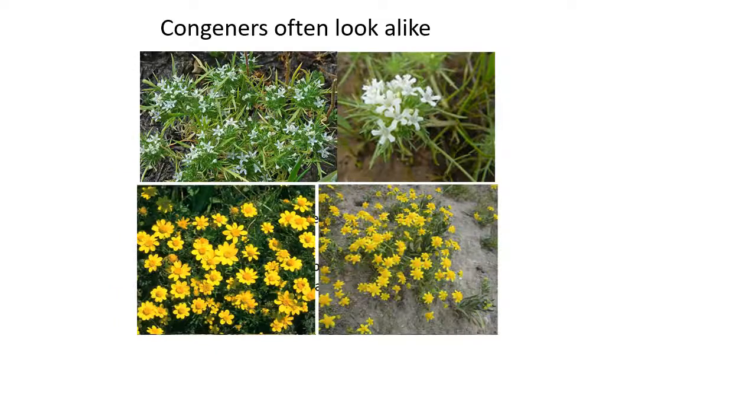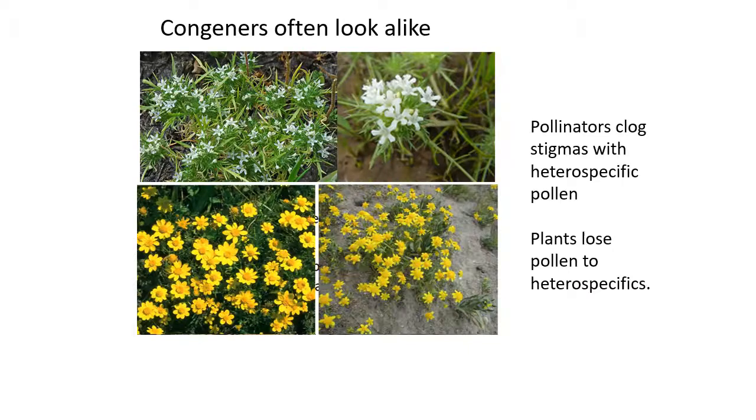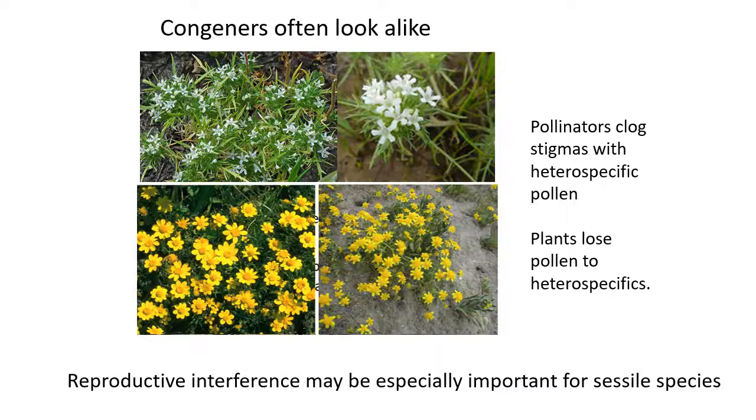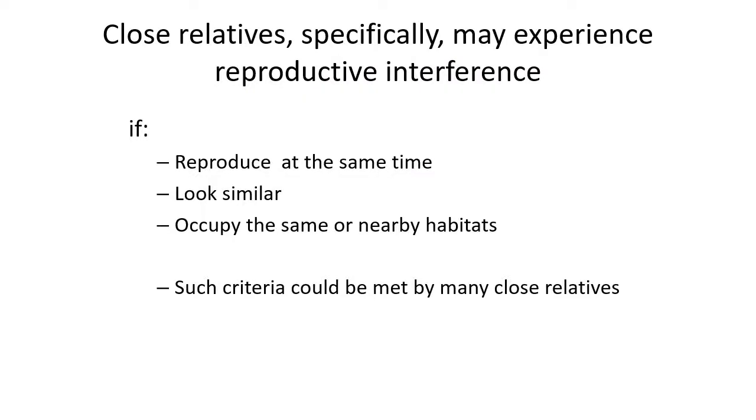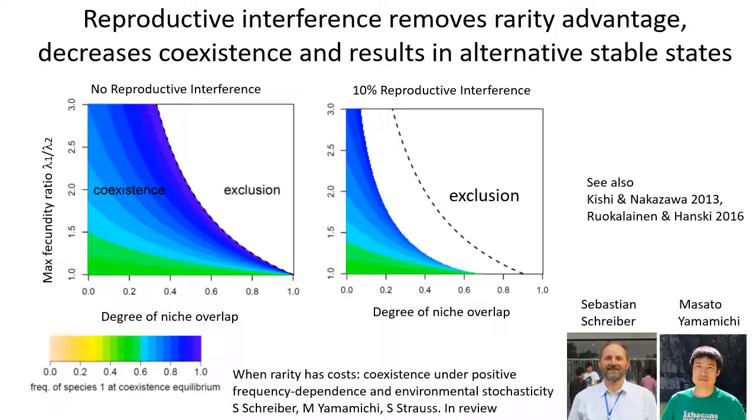So you might imagine that sessile species are going to experience this and have no opportunities to leave sites where heterospecific matings might be messing with their fitness. So, if pollinators clog stigmas with heterospecific pollen, or if they export pollen to another species, that's also a fitness cost. So we might expect this process to be especially important for sessile species like plants. And so we expect reproductive interference to be important when we have reproduction at the same time, species that look similar and that occupy the same or nearby habitats. And those criteria could easily be met by close relatives like congeners.